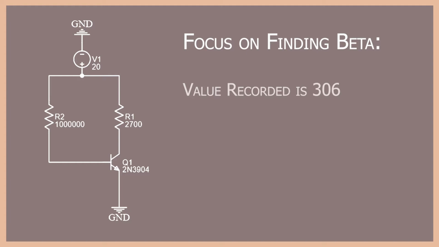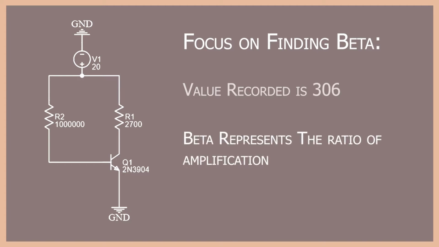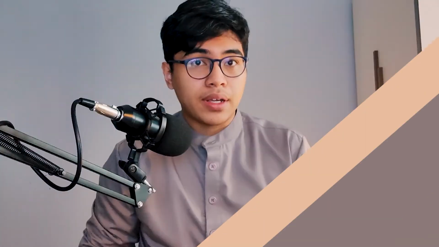Here, the beta value represents the ratio of the collector current to the current of the base of the BJT, which is shown by this formula right now. Also, moving forward, this beta value will be the same as the BJT is used throughout all of the experiments.